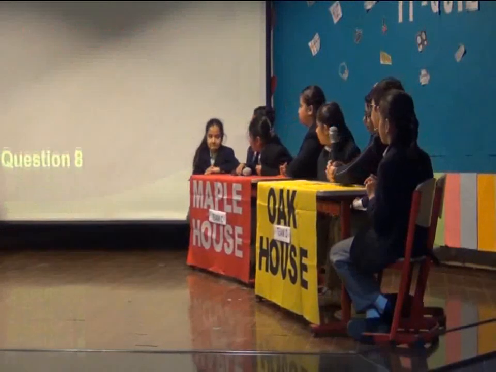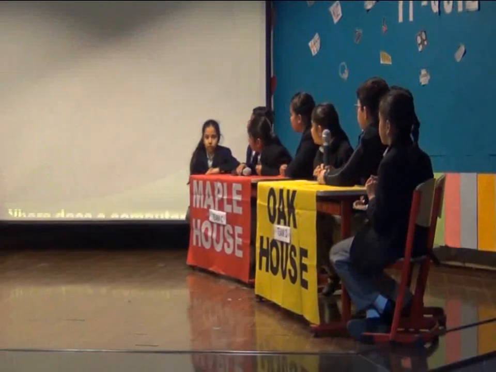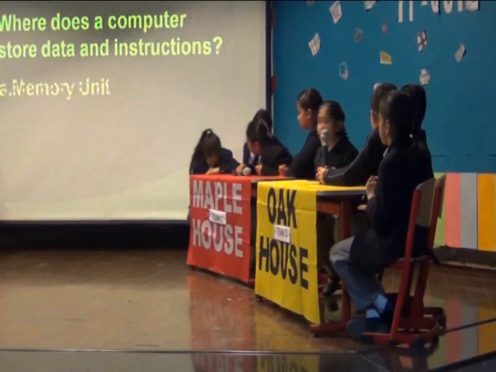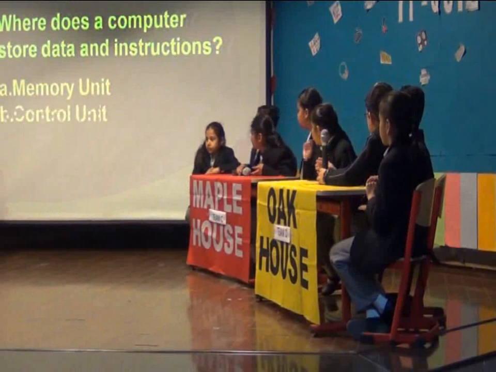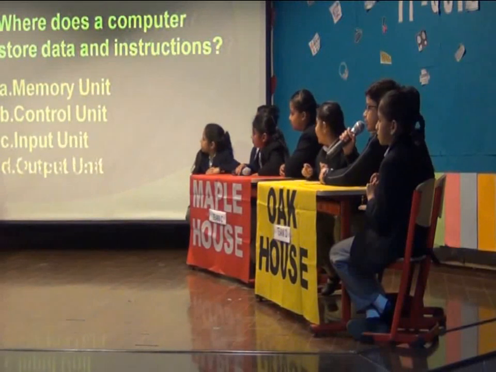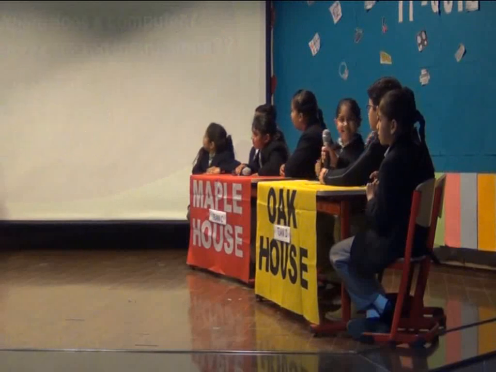Question 8 for Oak House. Where does a computer store data and instructions? A. Memory unit. B. Control unit. C. Input unit. Or D. Output unit. A. Memory unit. That's the correct answer.